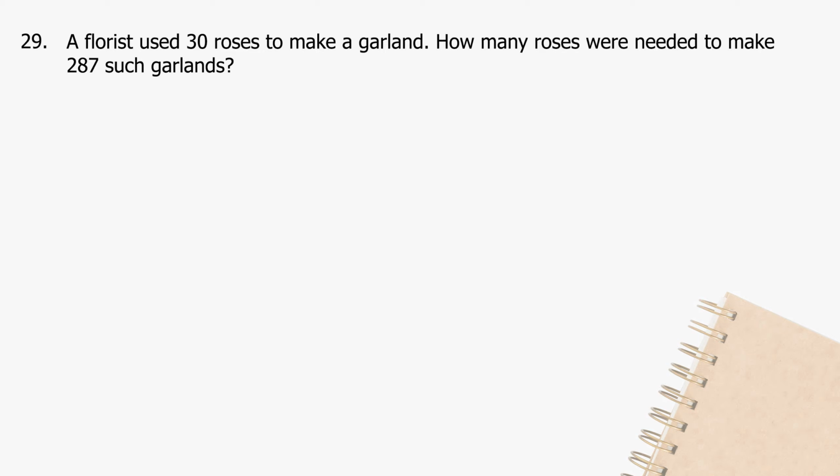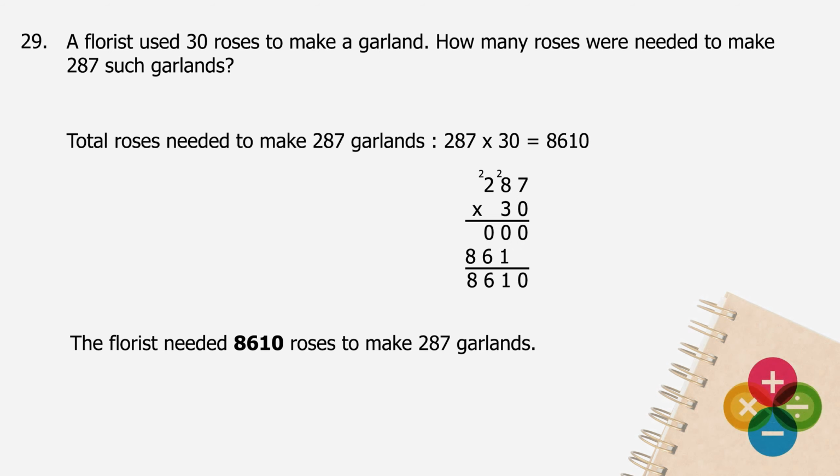Question 29. A florist used 30 roses to make a garland. How many roses were needed to make 287 such garlands? The total roses needed to make 287 garlands will be, multiply 287 by 30, and the product is 8,610. The florist needed 8,610 roses to make 287 garlands.